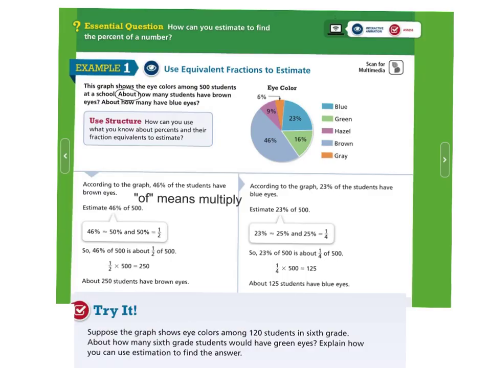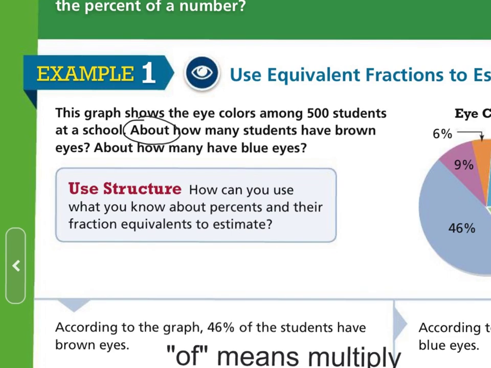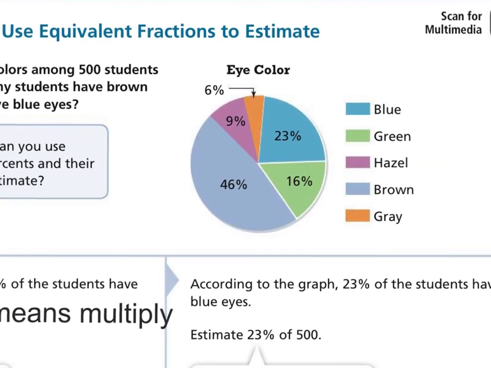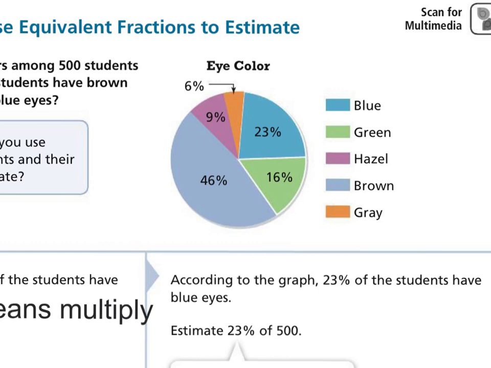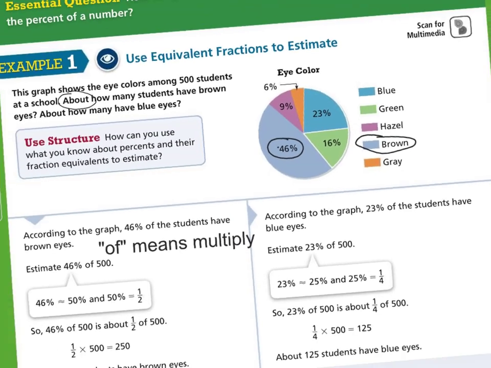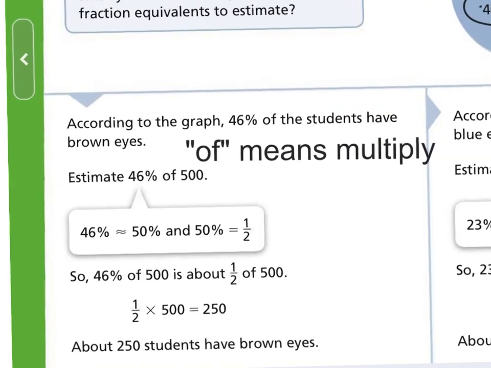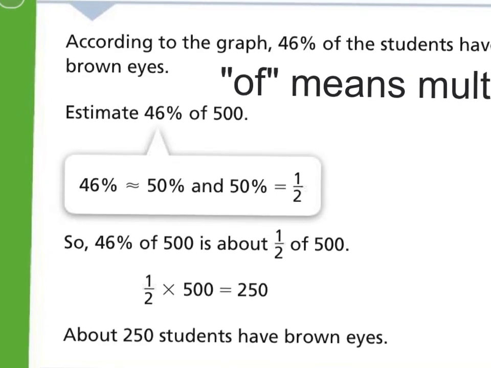So example 1: this graph shows the eye colors among 500 students at a school. About how many students have brown eyes, about how many have blue eyes? When we see the word about, that means we are going to be able to estimate or round. If the numbers aren't as nice, we can change them and make them a little easier to work with. If you look at this circle graph, brown eyes makes up 46%. 46%, that's pretty close to 50%.